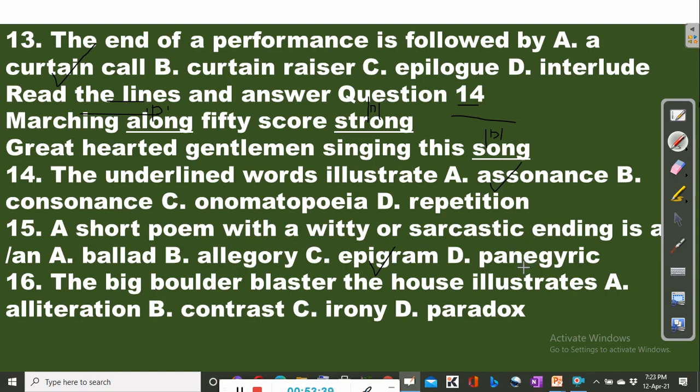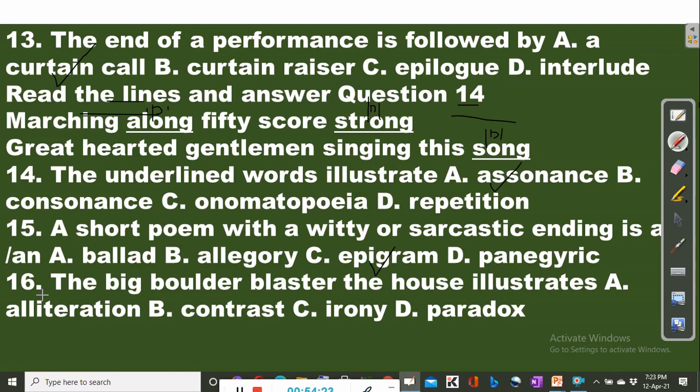Now, panegyric is similar to ode, a poem that addresses a person or an object. When you talk of an ode to a nightingale, an ode is always a poem that is devoted to praising a particular person or institution or concept or idea, all right? So that actually is panegyric. Sometimes it could be a public speech.